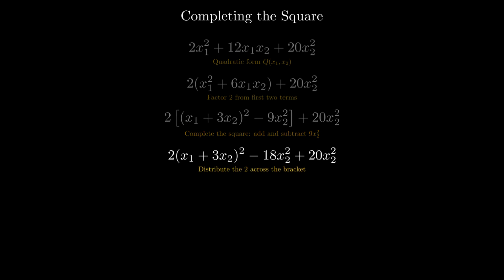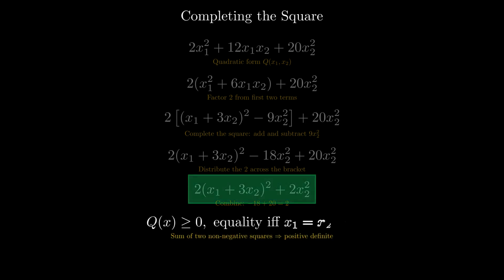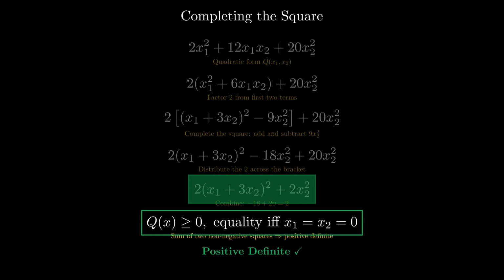Now distribute the 2 across the bracket. We get 2 times x1 plus 3x2 squared, minus 18x2 squared, plus 20x2 squared. Combine the x2 squared terms, negative 18 plus 20 equals 2. The final form is 2 times x1 plus 3x2 squared, plus 2x2 squared. Notice that both coefficients out front are positive 2's. The expression is a sum of two non-negative pieces, so it is always at least 0.